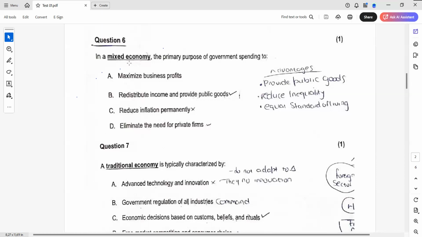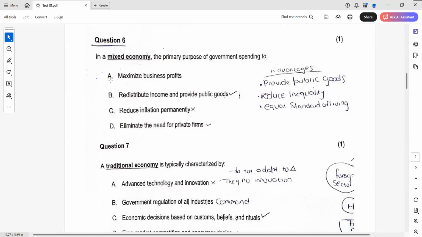So the government provides for our needs, and the individuals, the markets, are there to provide for us for our wants in the mixed economy. So they're saying here the primary purpose of the government spending in the mixed economy is to. Number A, they're saying that to maximize business profits.